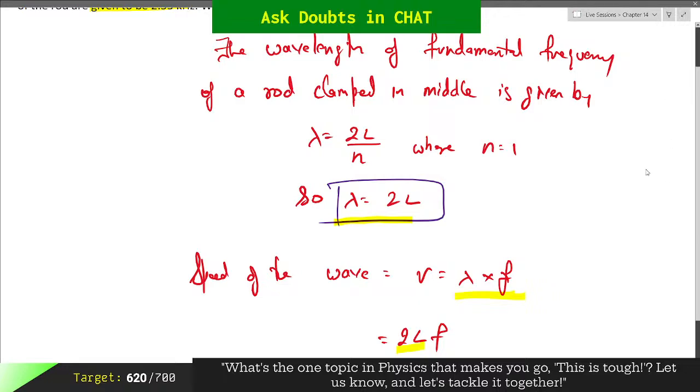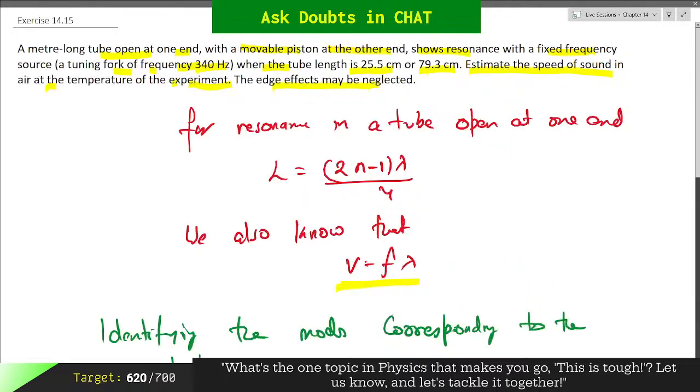Let's move to the next question, that is 14.15. Here the question says that a meter long tube open at one end with a movable piston at the other end shows resonance with a fixed frequency source, a tuning fork of frequency 340 Hz, when the tube length is 25.5 centimeter or 79.3 centimeter. Estimate the speed of sound in the air at the temperature of the experiment. The edge effects may be neglected.